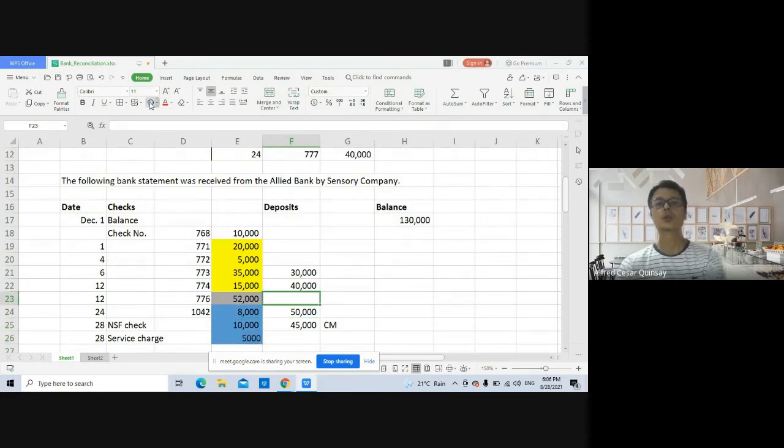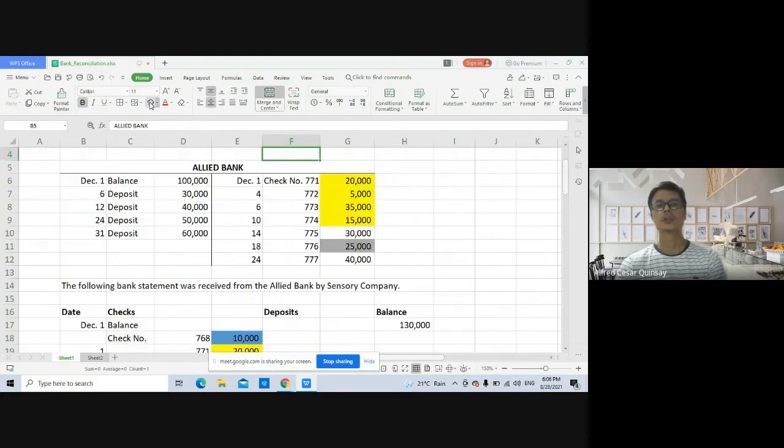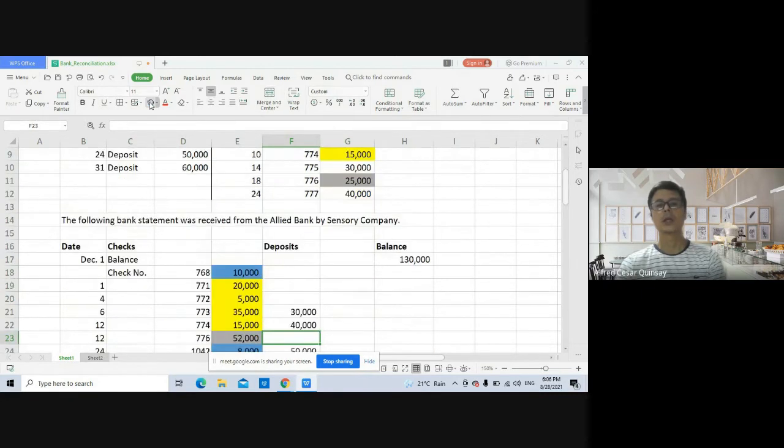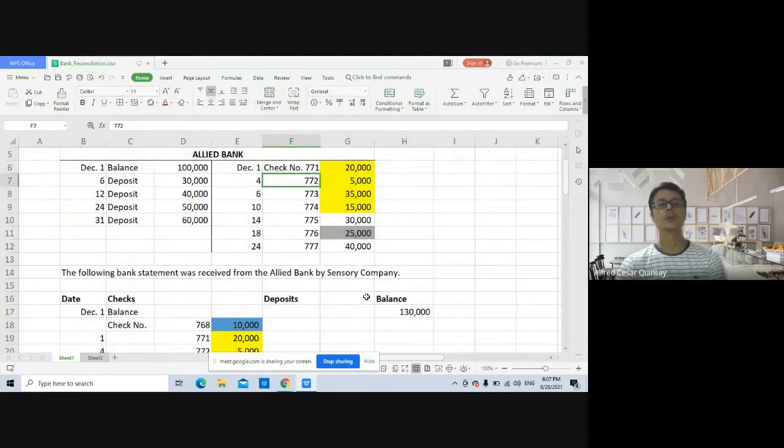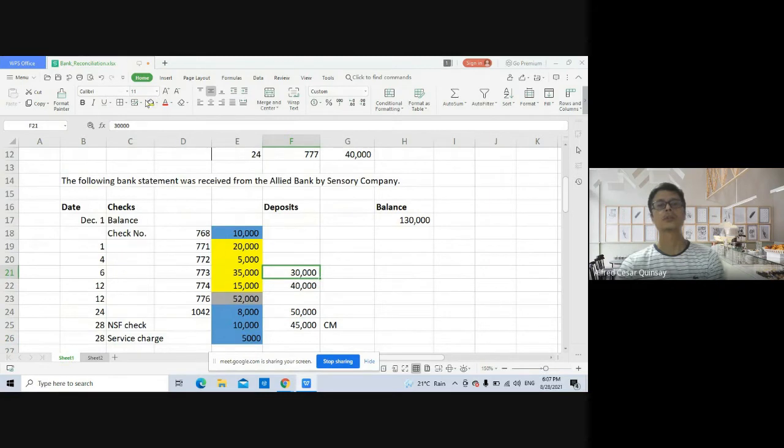Of course, this one was also considered by the company. And now let's go to the deposits. As we go to the deposits, we will see that the bank has recognized 30,000 on December 6 for a 30,000 deposit. Is there a match? Yes, it matches. So let's place yellow here so we can see how this is done more clearly. And then the bank also considered a 40,000 deposit.